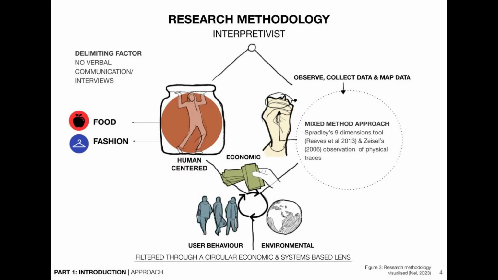We are approaching this project with an interpretivist research methodology that is built upon the basis of a human-centered approach, looking specifically at the realm of food and fashion, whereby we observe, collect, and map data, employing a mixed method approach using observational tools such as Bradley's 9 dimensions, as well as Ziesel's observation of physical traces, both of which focus on qualitative inquiry. Both our approach and observational tools are then filtered through a circular economic and systems-based lens.